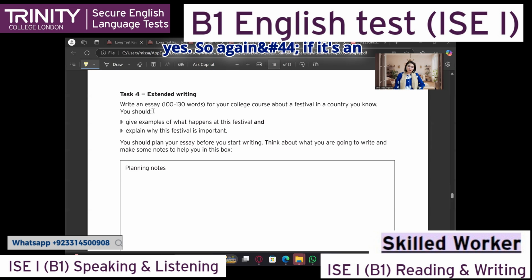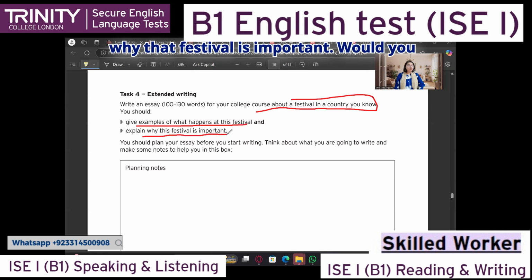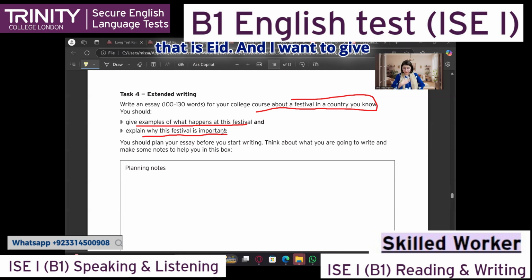So, again, if it's an essay, letter, email, or whatever it is, the only thing you should be focused on is your topic. And your topic is about a festival in your country, and you need to give examples of what happens at that festival and explain why that festival is important. Would you like to write it by yourself? Because you just need to start it like this: firstly, I want to tell about a festival in my country, Pakistan, that is Eid.